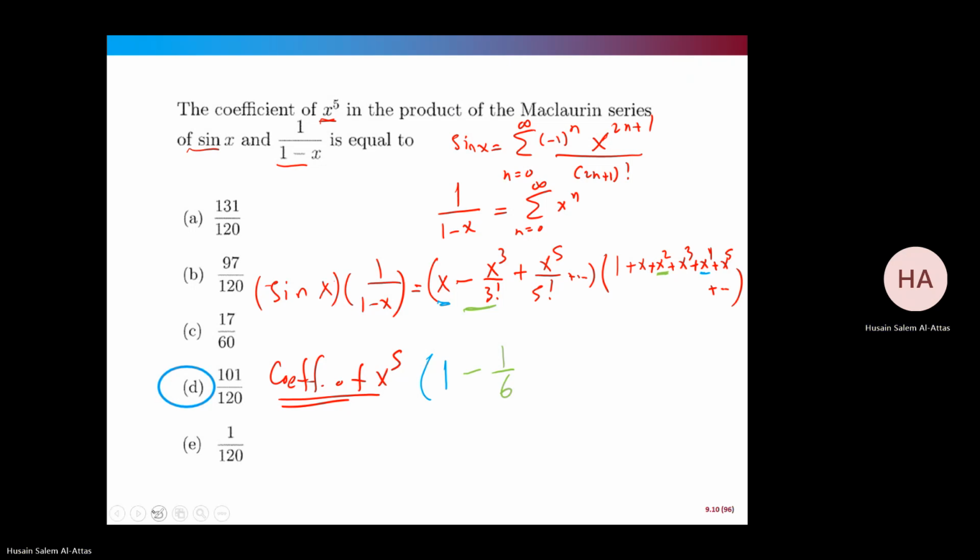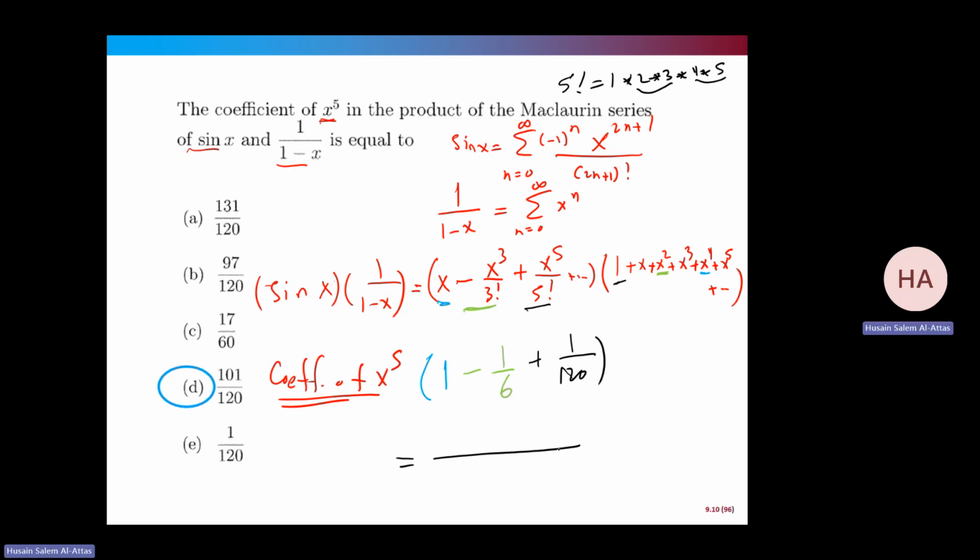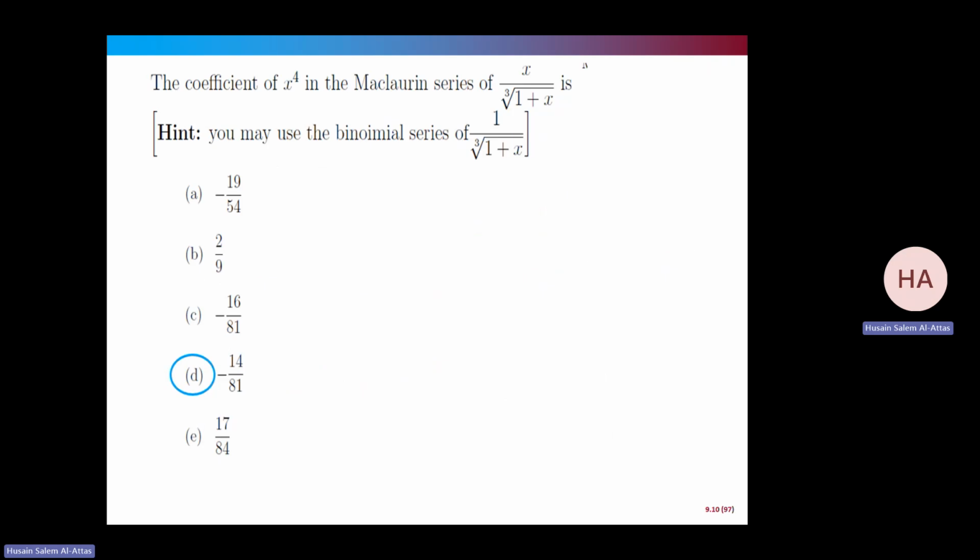The next one: this multiplied by this, which is plus 1 over 5 factorial. What is 5 factorial? That's 120. 5 factorial is 1 times 2 times 3 times 4 times 5, 20 times 6, 120. That will be the coefficient. The rest will not give me x to the power 5. Now I have 120 over 6, that's minus 20, plus 1, that will be 101 over 120. And that will be my answer.